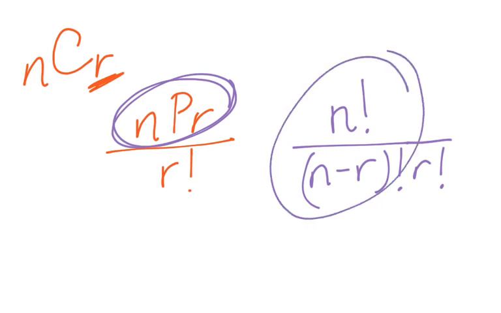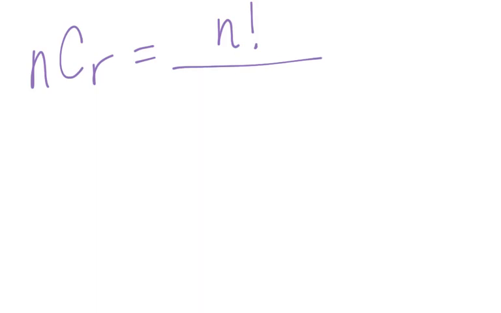This represents our permutation, and this represents the dividing by that r factorial to get rid of all the duplicates, because for a combination, the order doesn't matter. So in general, our n choose r formula is n factorial divided by n minus r factorial times r factorial.